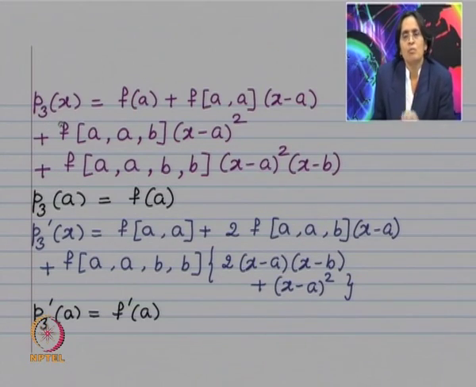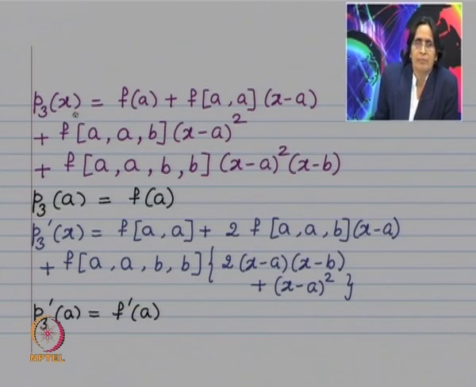So, first of all, put x is equal to a. When I put x is equal to a, there is an x minus a term here, an x minus a term here, an x minus a term here. So, P 3 at a will be equal to f at a.